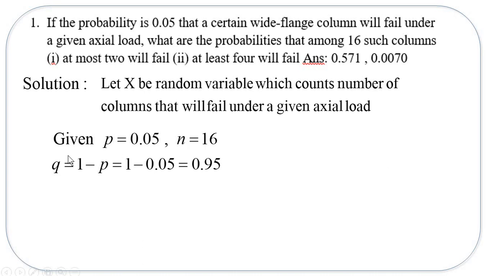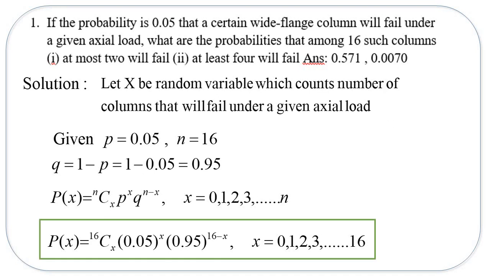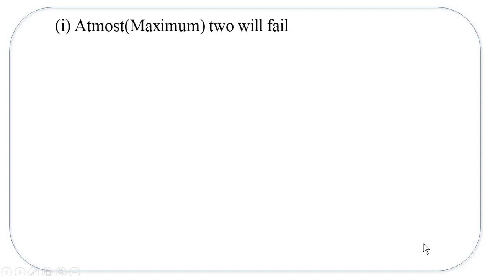So these three parameters are necessary when we are solving a binomial distribution problem. That is, we have to find n, p and q. Once you obtained all these values, you have to substitute in this probability function. And this particular equation is very important because you will score 2 marks from this. Once you have obtained that, let us solve our first question.